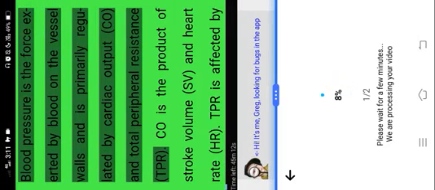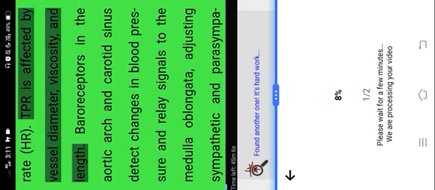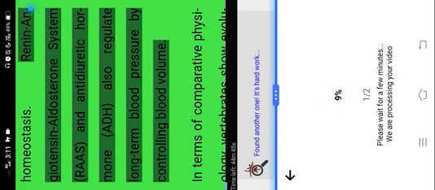Blood pressure is the force exerted by blood on the vessel walls and is primarily regulated by cardiac output (CO) and total peripheral resistance (TPR). CO is the product of stroke volume (SV) and heart rate (HR). TPR is affected by vessel diameter, viscosity, and length. Baroreceptors in the aortic arch and carotid sinus detect changes in blood pressure and relay signals to the medulla oblongata, adjusting sympathetic and parasympathetic output to maintain homeostasis. The renin-angiotensin-aldosterone system (RAAS) and antidiuretic hormone (ADH) also regulate long-term blood pressure by controlling blood volume.